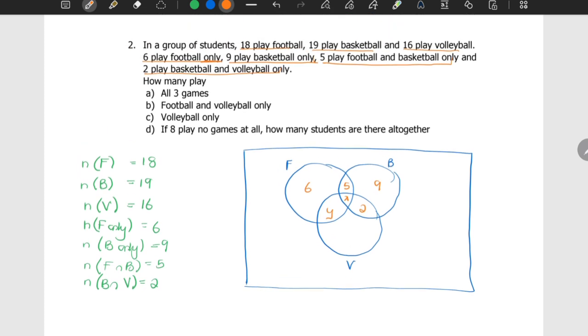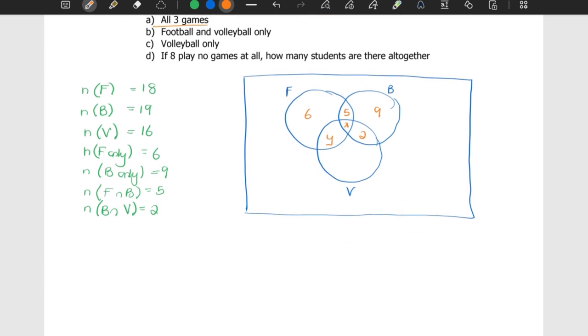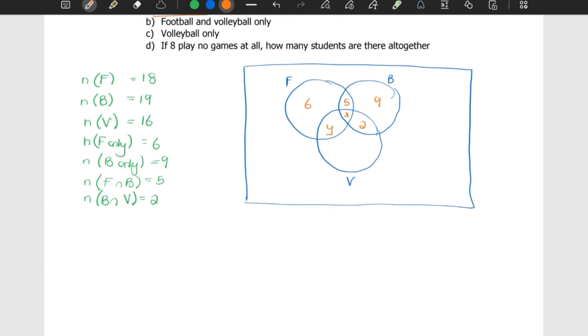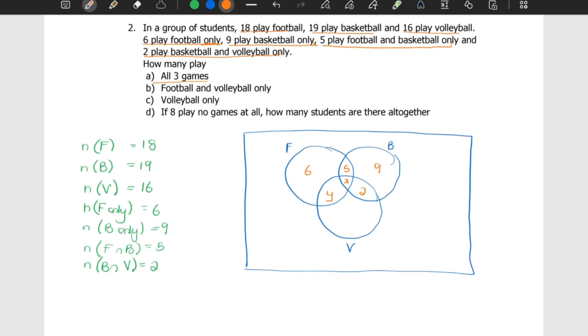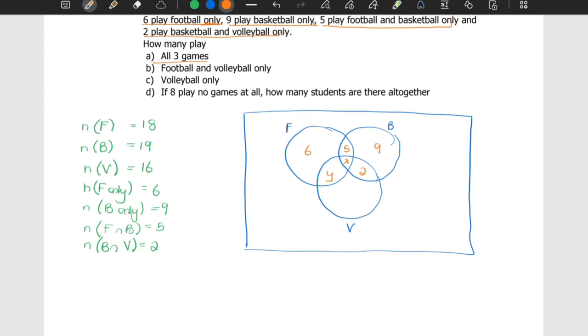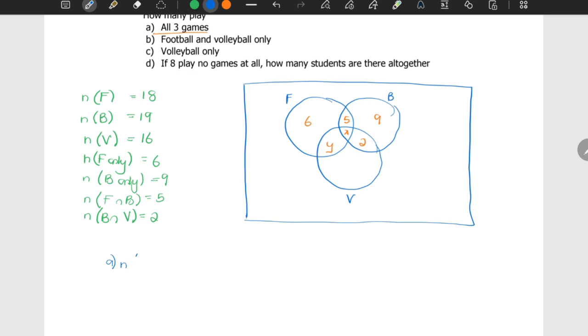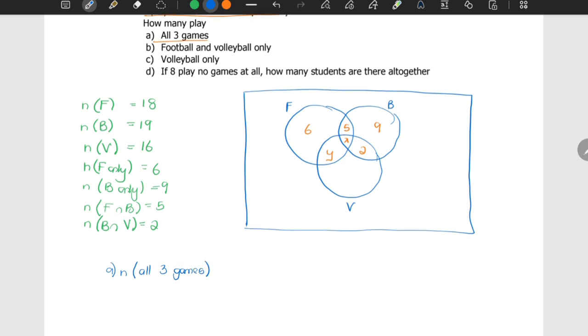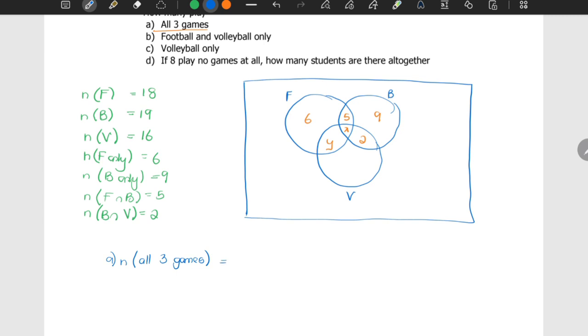The next question says, how many play all 3 games? So we're trying to find x, the number for all 3 games. I'm trying to find the intersection of football, basketball, and volleyball. To find this, we can start with a spot that we already have a lot of details for. When we look at basketball, we already know everything for basketball except for x.